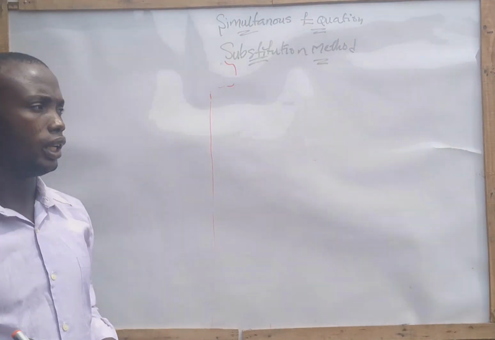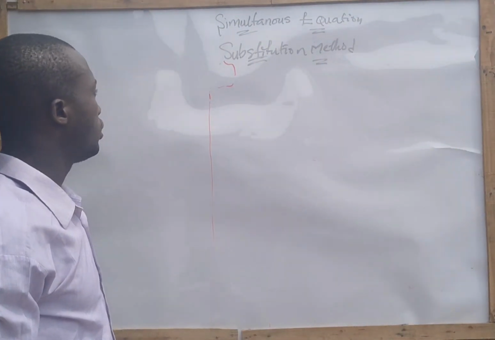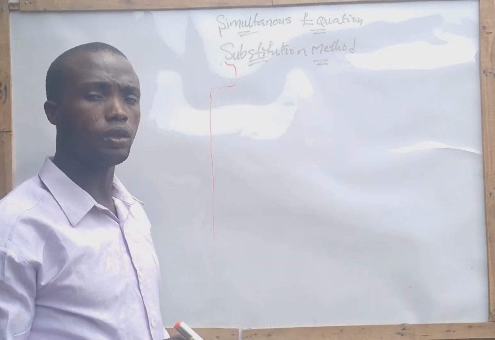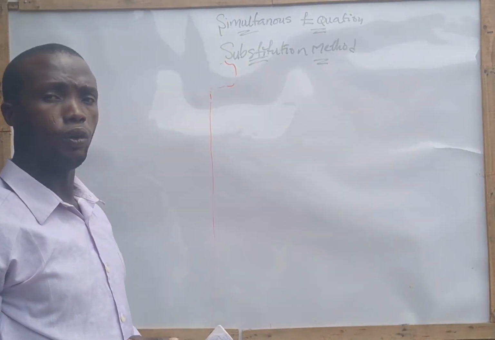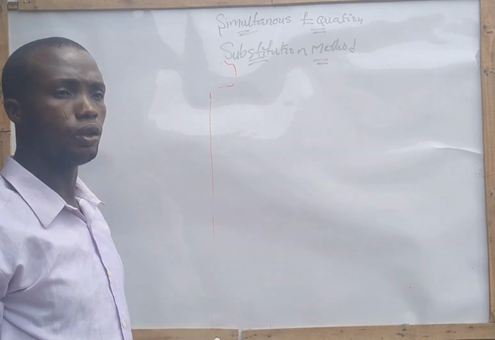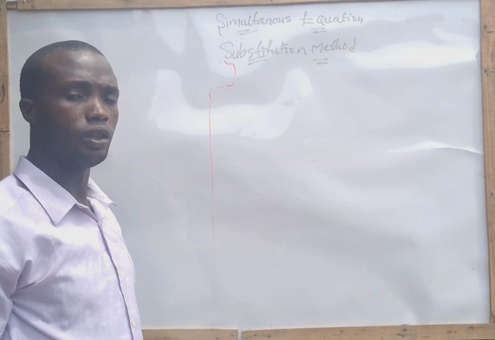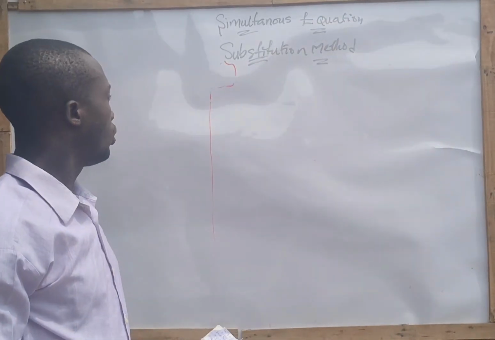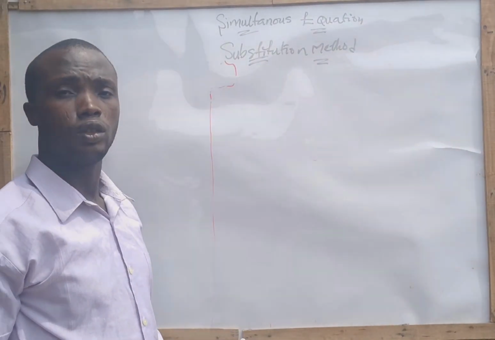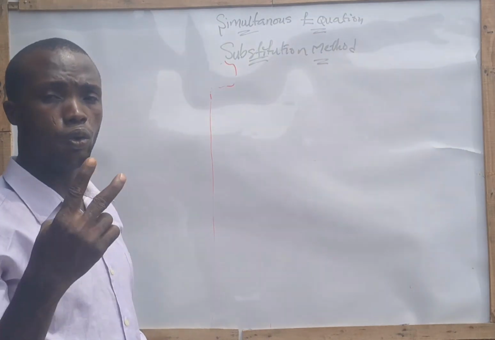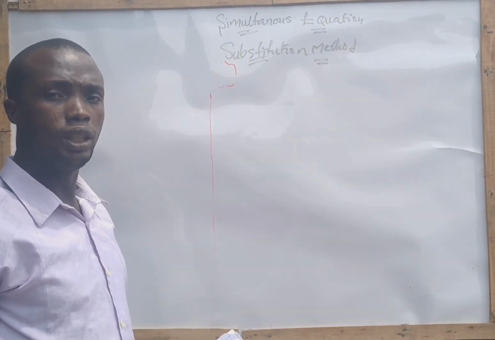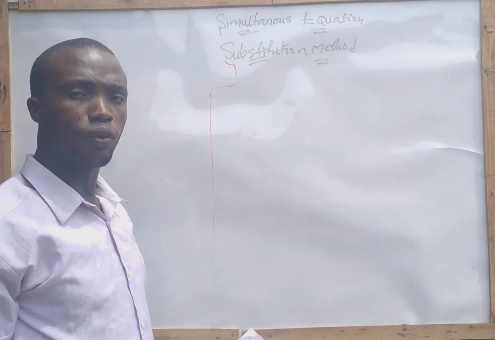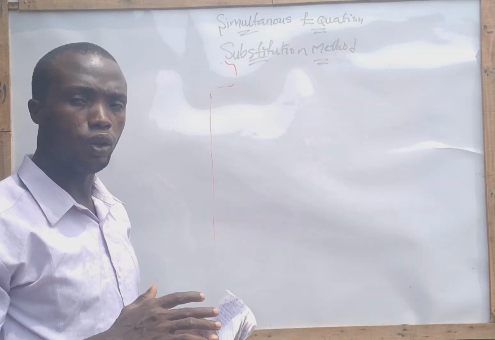Okay guys, you're welcome. I want to explain simultaneous equations using the substitution method. If you have not watched the video on the elimination method, do well to watch it on this same channel. When you want to solve by substitution, two equations will be given to you, equation 1 and equation 2, and it is left for you to solve it the way you want.